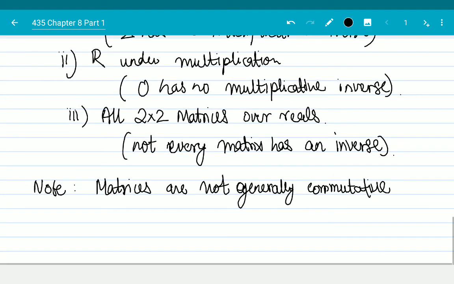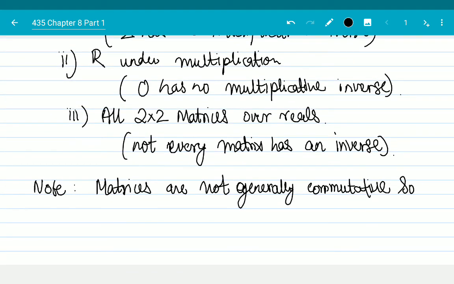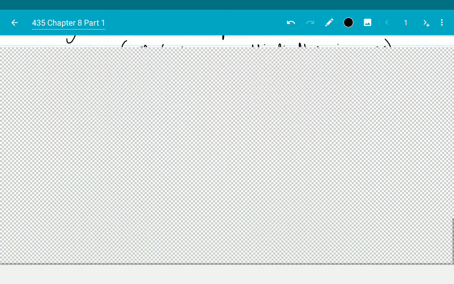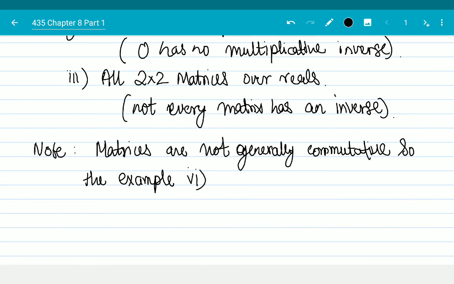So that gives you an example. So example 6 is a non-abelian group. There are lots and lots of non-abelian groups, but you're not going to be dealing with them generally. Okay.